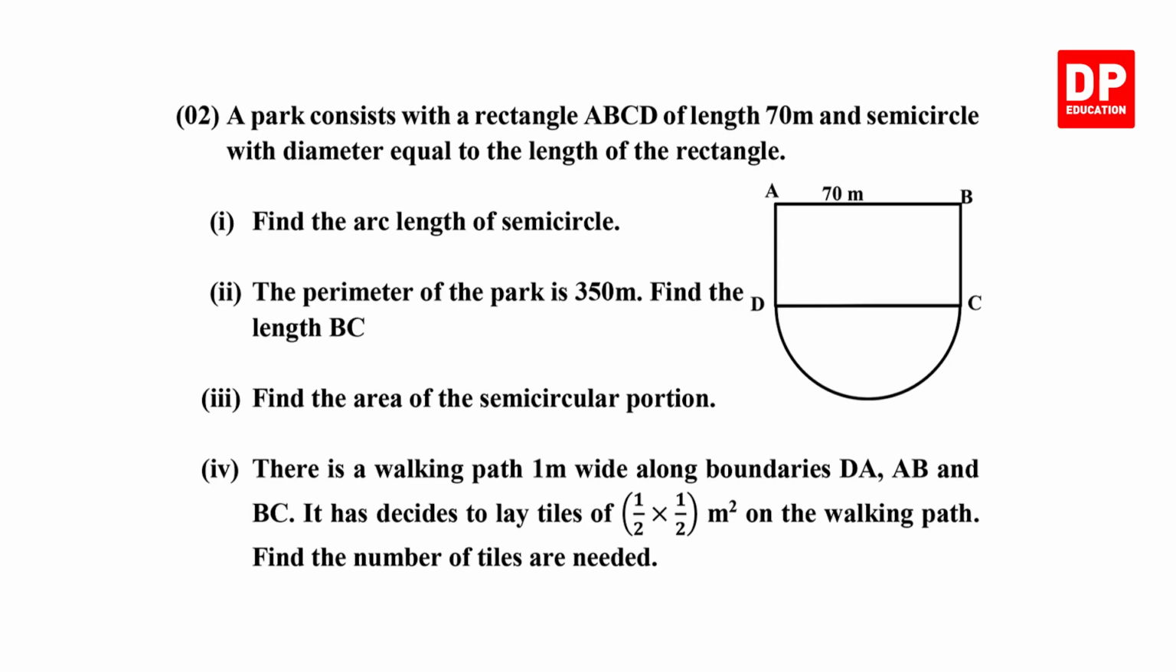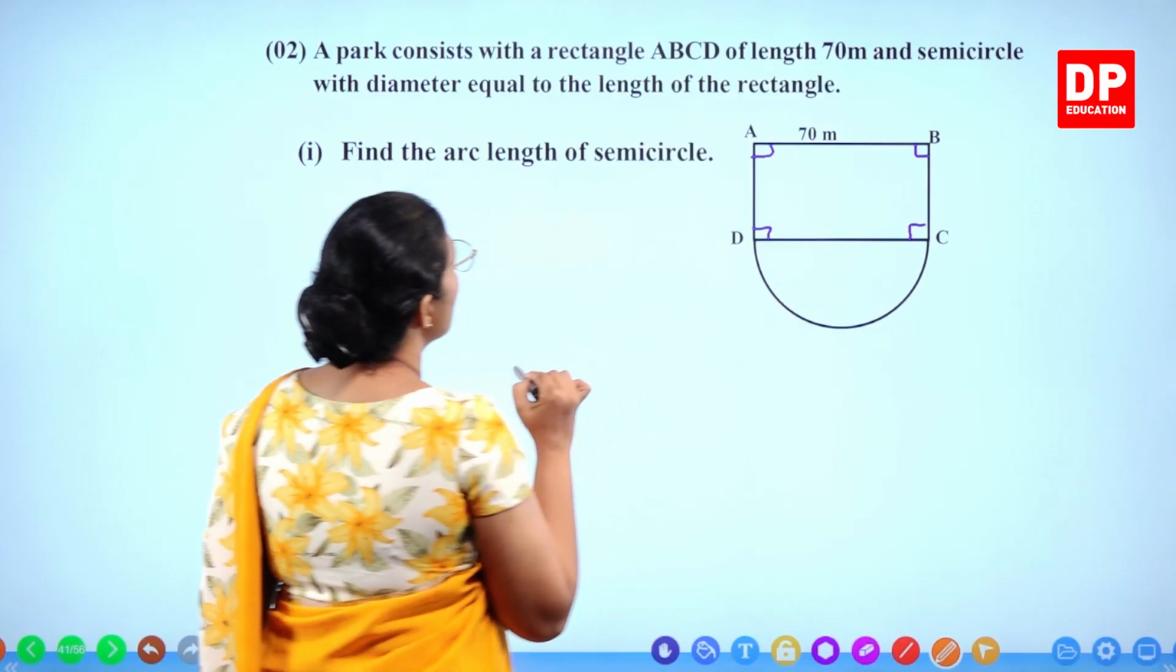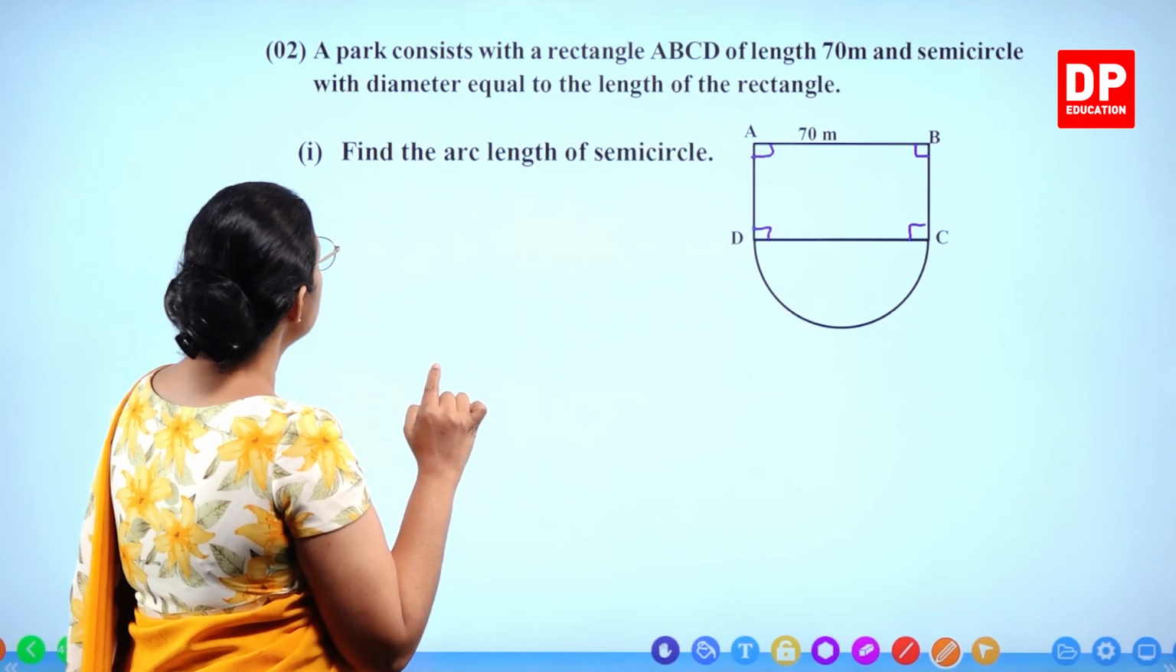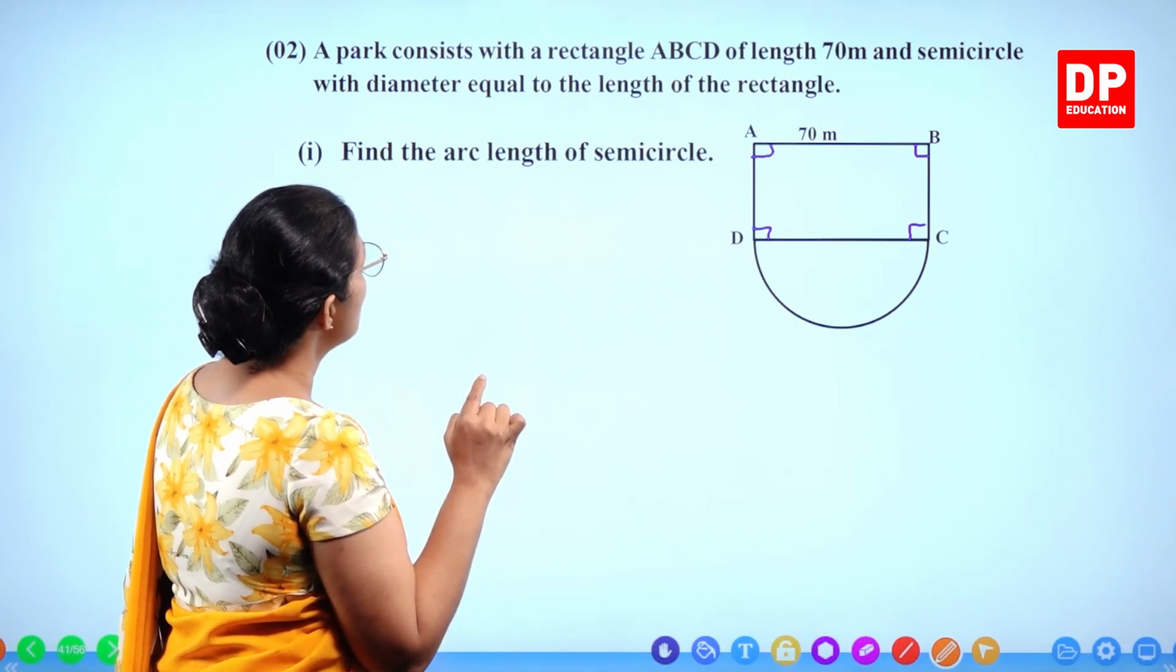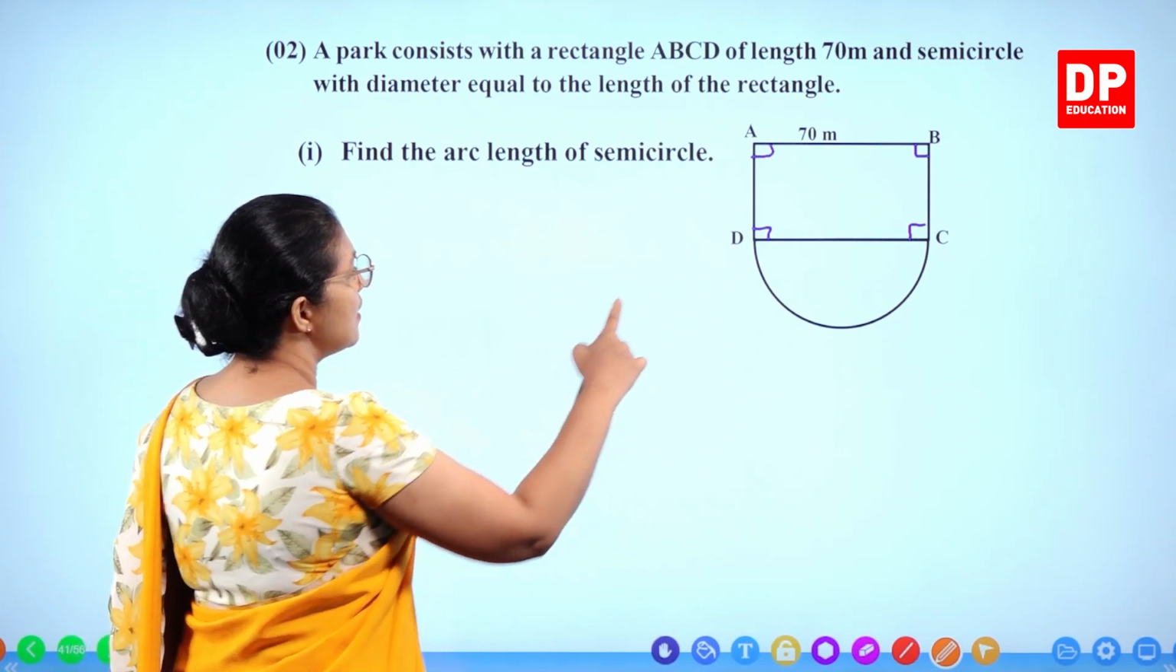Let's take question number 2. It's about area. A park consists of a rectangle ABCD. It's a rectangle. 70 meters is the length, and a semicircle with diameter equal to the length of the rectangle. Find the arc length of the semicircle.